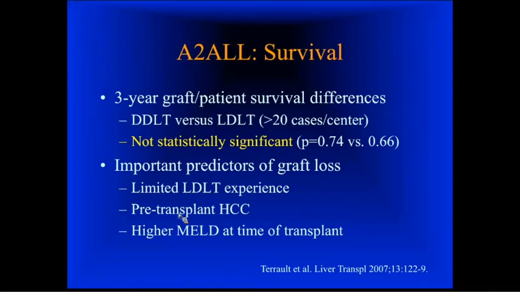The important predictors of graft loss in these recipients are the center having limited live donor liver transplant experience, so those doing less than a total of 20 cases, the pre-transplant hepatocellular cancer, and then the MELD score at the time of transplant. The higher the MELD sodium score, the worse the outcome in those who undergo live donor liver transplantation.